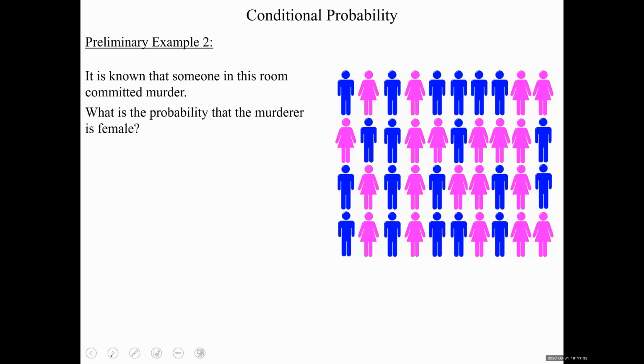Okay, what's the probability the murderer is female? Well, as of right now, if all I know is that the murderer is somewhere in the class, it could be anybody. So you can go and count them, and there's 40 people total, and you count the females, looks like 20 females, so it looks like I have half and half here. So the probability the murderer is female right now is 50%, if all I know is it's somebody in the class.